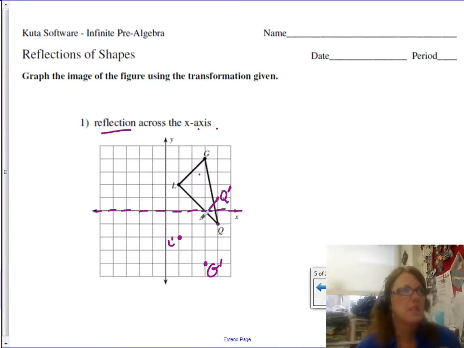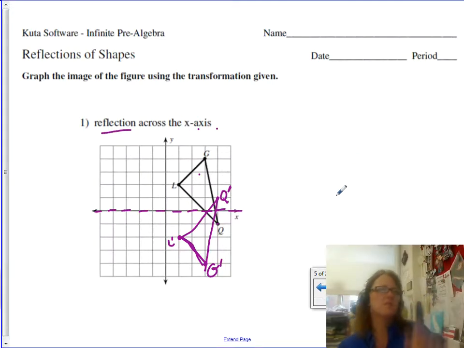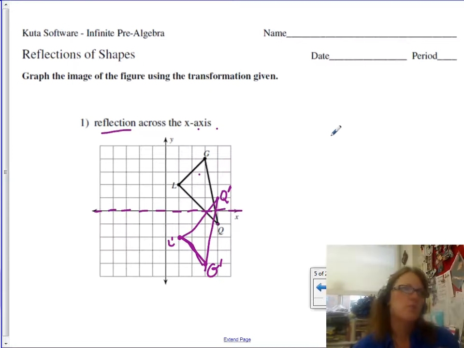Now connect these dots. Oh, I can't draw straight for the life of me here. Okay, there's your reflected image. And when you finally get it, it makes this cool design. When you look at it, everything's perfectly symmetric across that line.